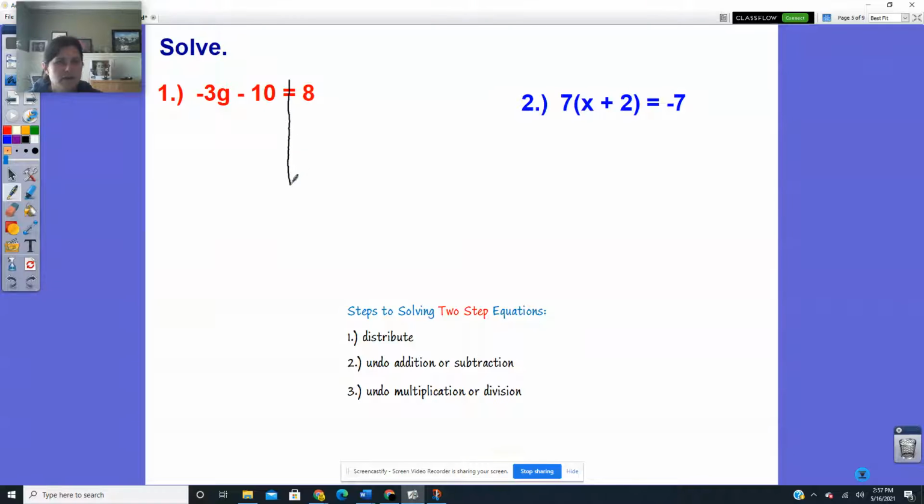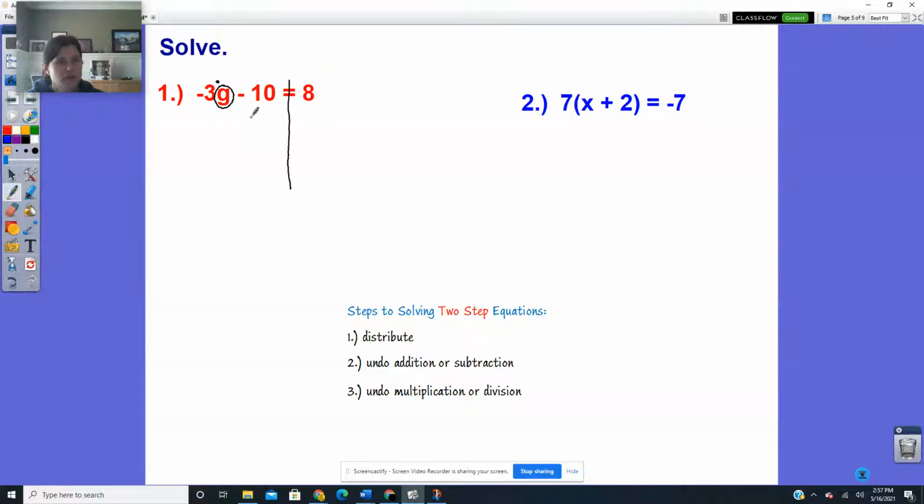I like to draw a line down the middle so I can see my two sides, find my variable, and figure out what it's attached to. It's attached to a minus 10 and a times negative 3. No sign means times. So the first step is to distribute without parentheses. We don't need to do this step. So then we go to step 2.